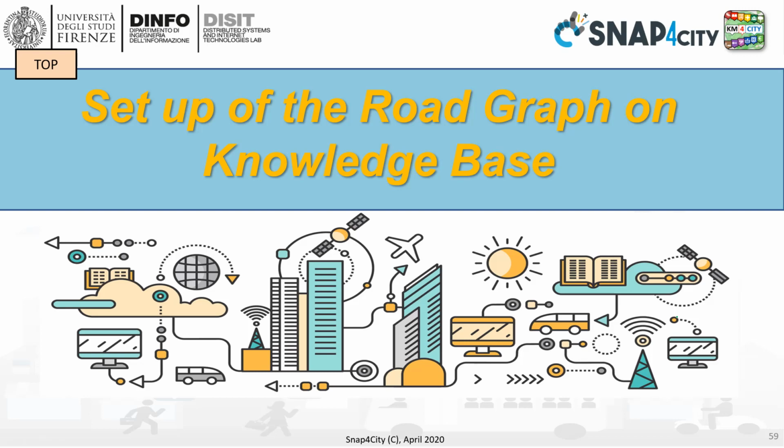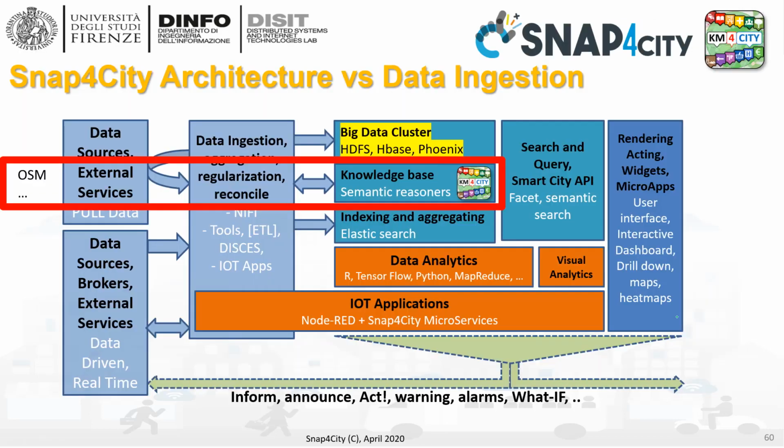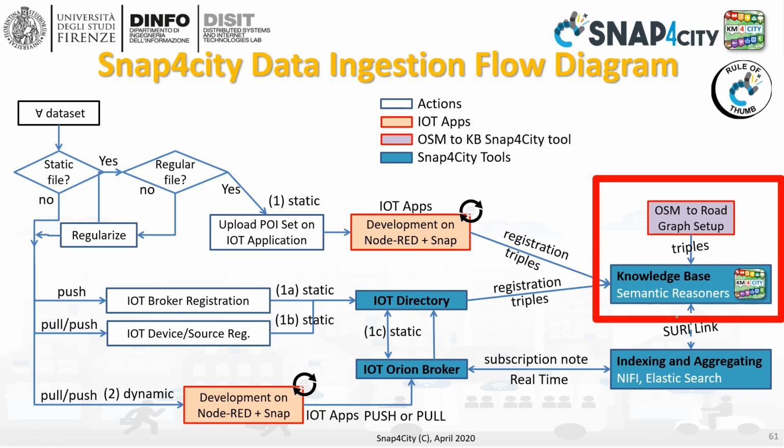So as a first step for data ingestion, the first step is to load the road graph on the knowledge base. This means that from one side we need to connect to OpenStreetMap to extract the information and to upload this information in the knowledge base. There is a special tool that allows to do that. This tool is available in open source, and you can use it.